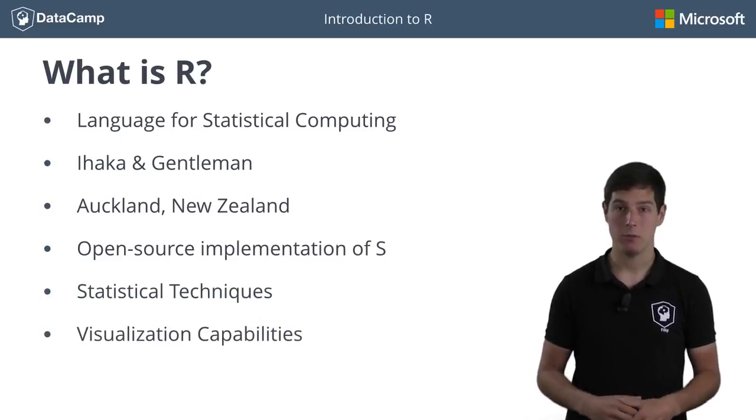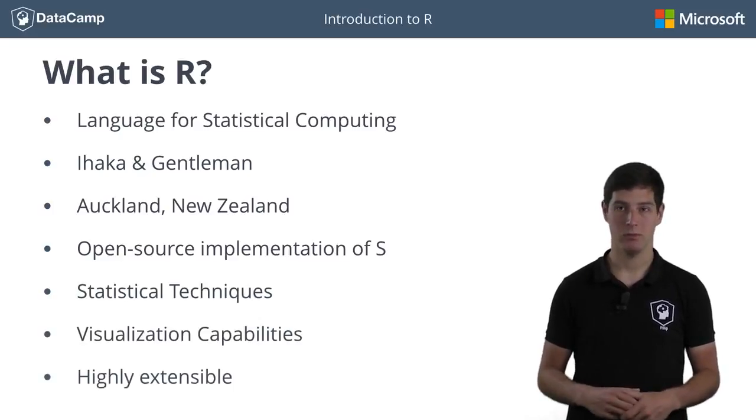Another very important feature about R is that it's highly extensible. Because of this, and more importantly because R is open source, it actually was the vehicle to bring the power of S to a larger community.